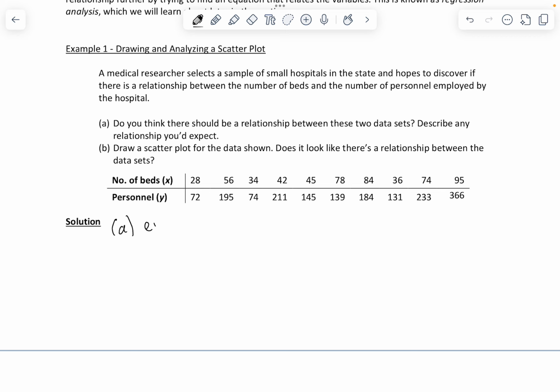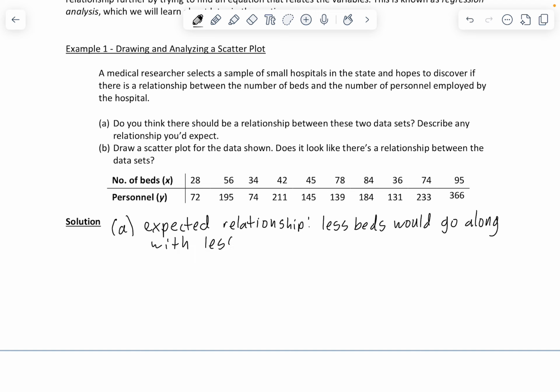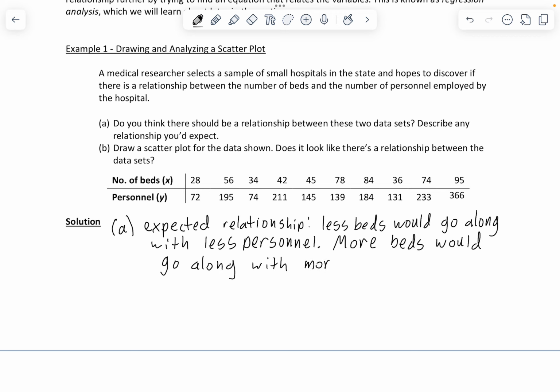We might say the expected relationship is that less beds would go along with less personnel. And conversely, we would expect that maybe more beds would go along with more personnel. Right? That would make sense.